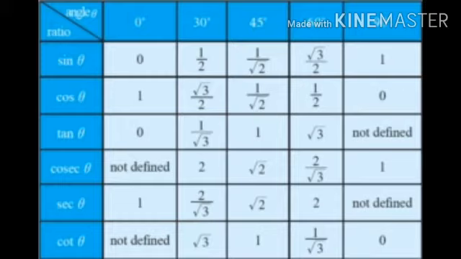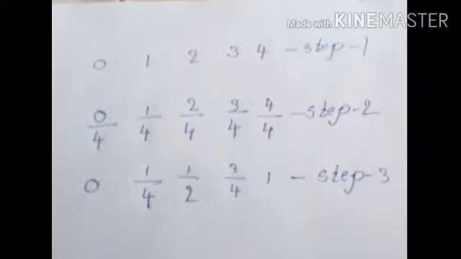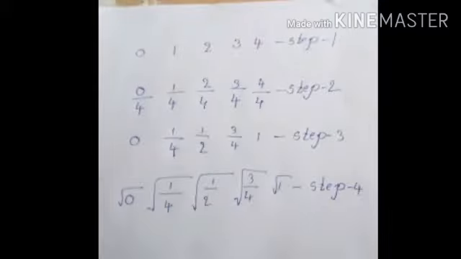Okay. This time I will show an easy manner to find this table. Take step 1: 0, 1, 2, 3, 4 and divide it by 4. It comes as 0, 1 by 4, 2 by 4, 3 by 4, 1. Step 3: take the root of it. The answer that comes is the sine rule. This is sine.